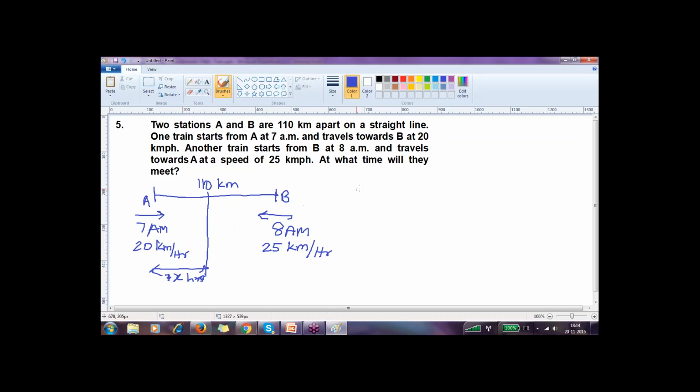Okay. Now let's see how we do this. Suppose this distance is D1 and this distance is D2. So what will be the distance D1? It will be equal to speed into time. Speed is 20 kilometers per hour and time is x hours. So it will be 20x kilometers if you see the units. What will be D2?